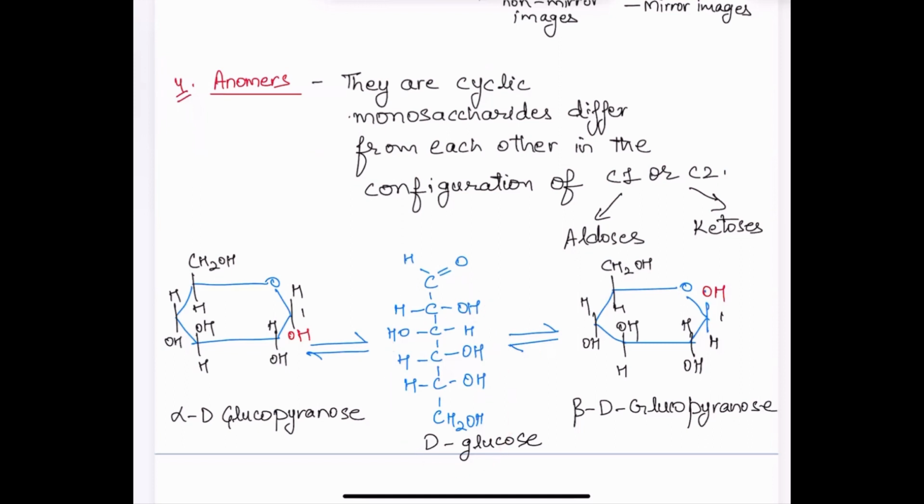So D-glucose can be written as alpha-D-glucopyranose or alpha-D-glucose if OH is at the bottom for the first carbon. And it can be written as beta-D-glucopyranose or beta-D-glucose if OH is on the top at the C1 carbon.